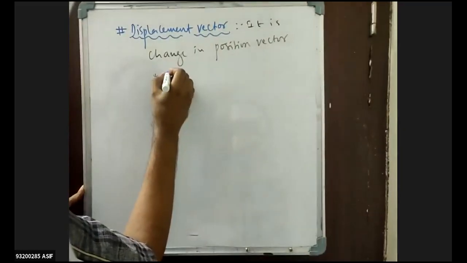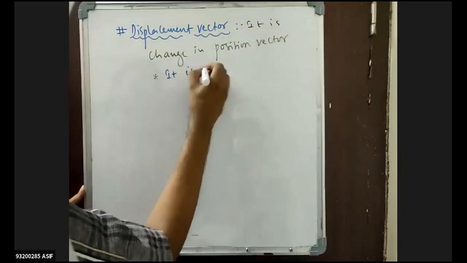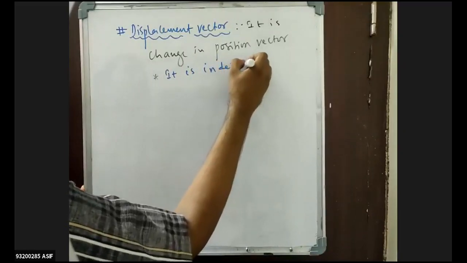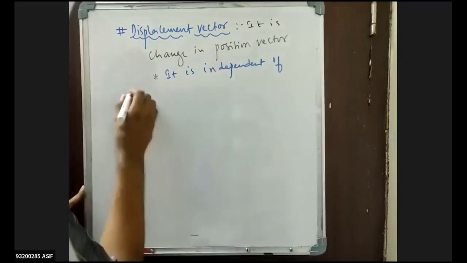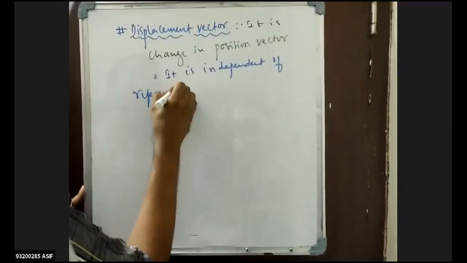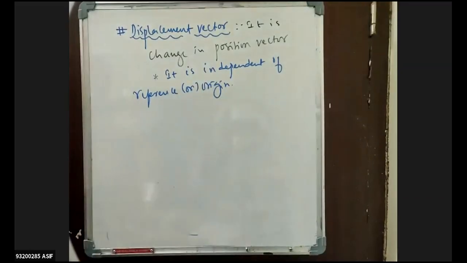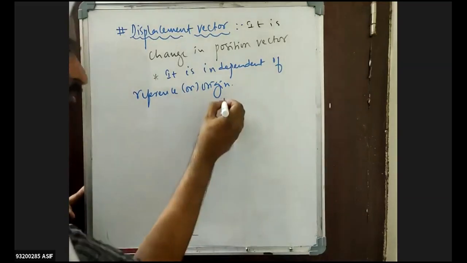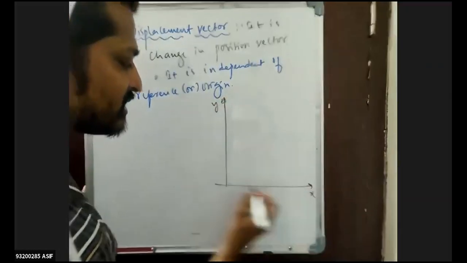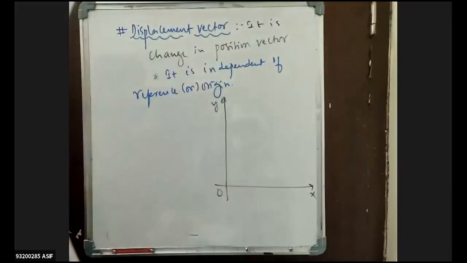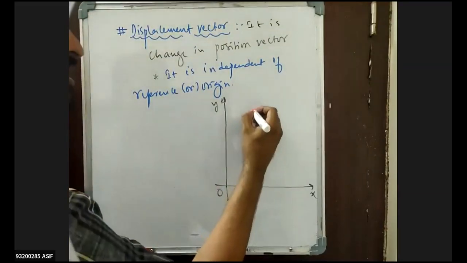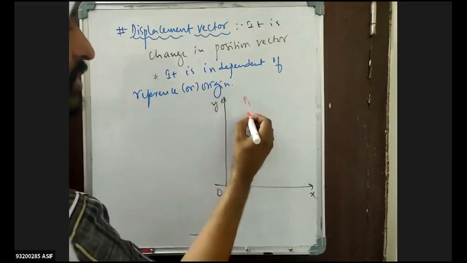Displacement vector is independent of the reference point or origin. So it is not depending upon the reference or the origin. Let's say, for example, this is your y-axis, this is your x-axis, and this one is your origin. You know that position vector will depend upon what, beta? Origin. So I'm having some point P1 here, and say, for example, this is a position vector.